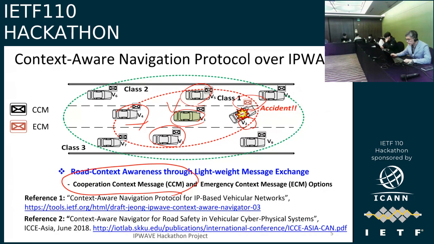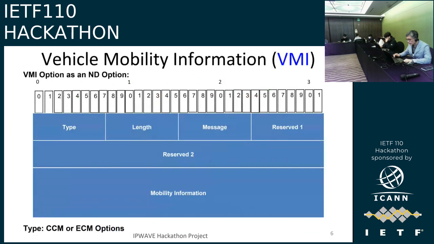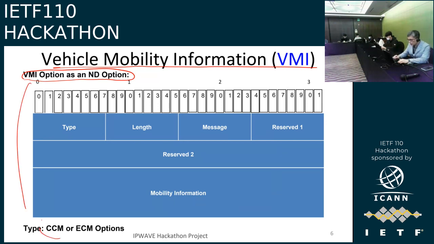This can play a role as a cluster header, and it can adjust the maneuvers of neighbor vehicles to avoid accidents. Those are our previous conference and Internet-Draft. Basically, our context-aware navigation protocol is based on a neighbor discovery message option called the Vehicle Mobility Information option, VMI. So this is an ND option. We support the correlation context message and the emergency context message.